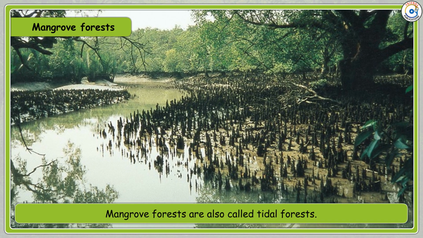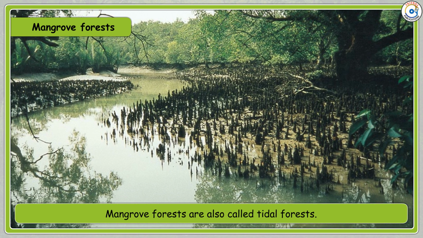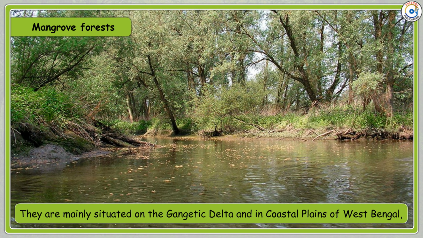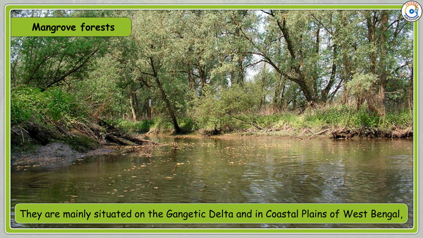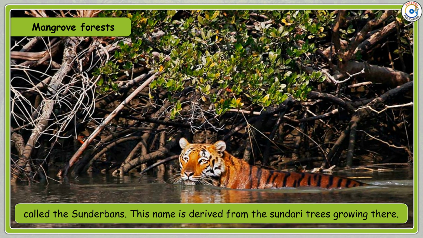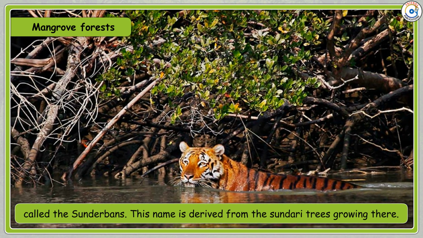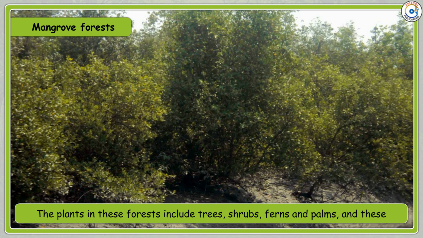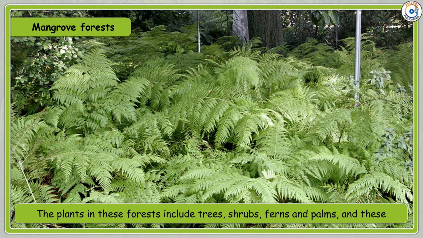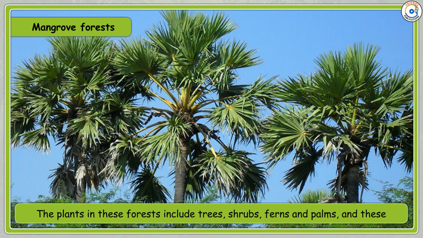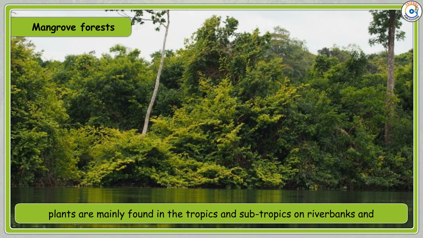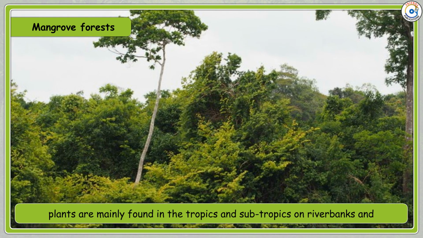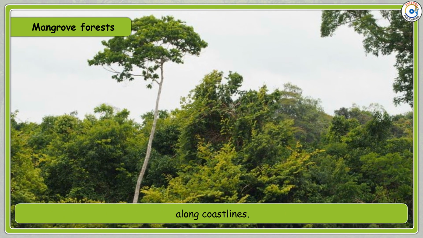Mangrove forest. Mangrove forests are also called tidal forest. They are mainly situated on the Gangetic Delta and in coastal plains of West Bengal called the Sundarbans. This name is derived from the sundry trees growing there. The plants in these forests include trees, shrubs, ferns, and palms. These plants are mainly found in the tropics and subtropics on river banks and along coastlines.